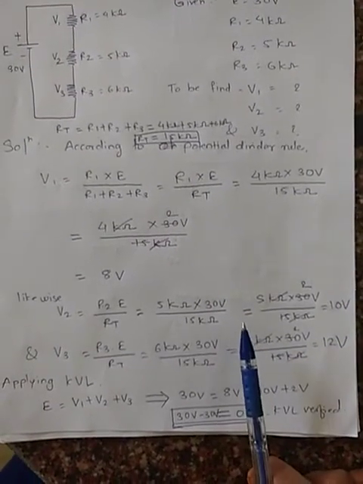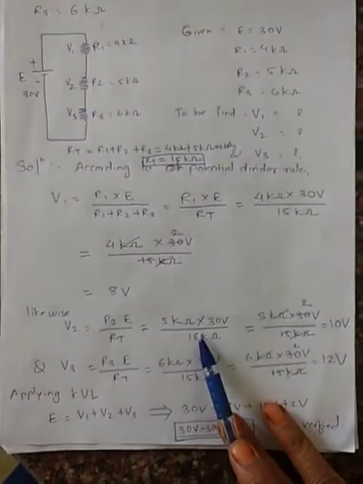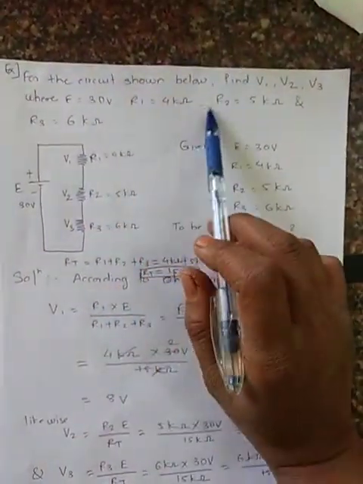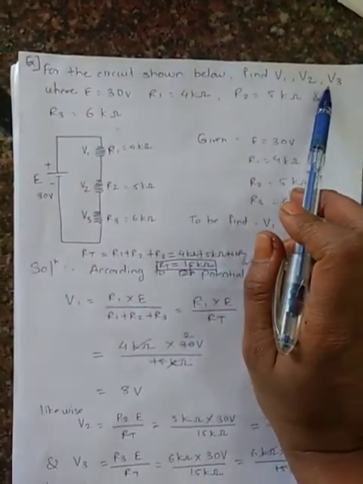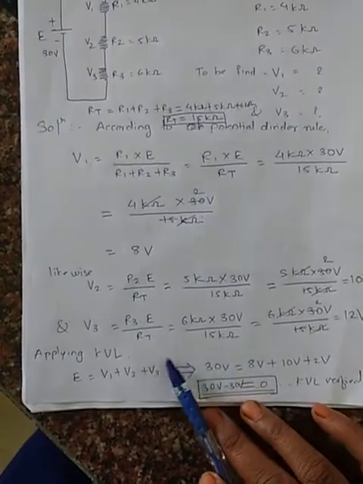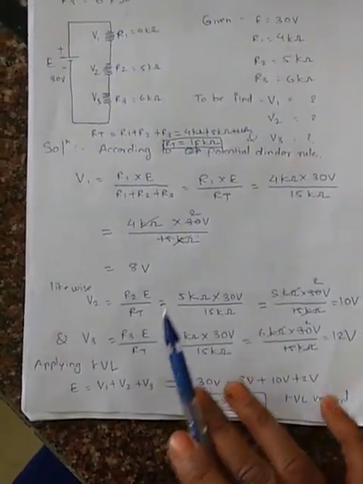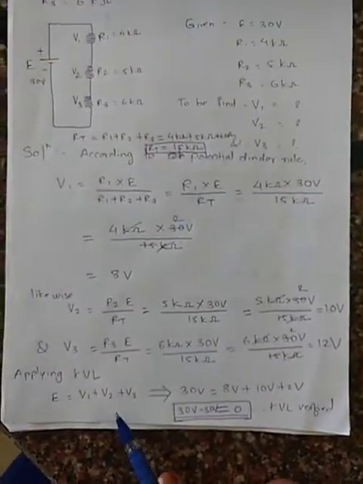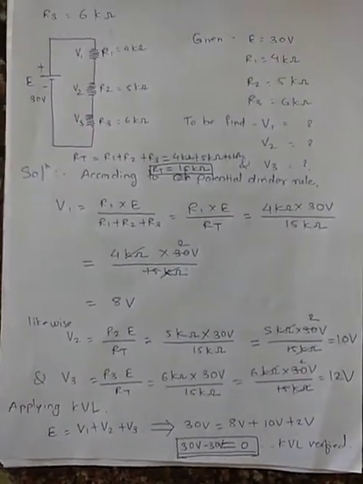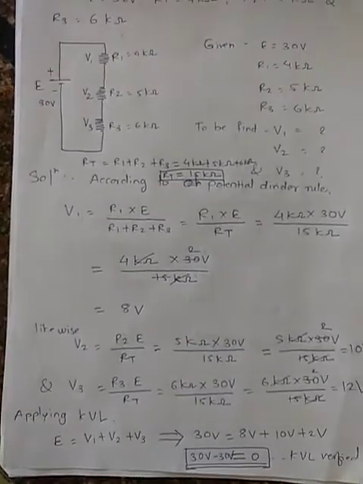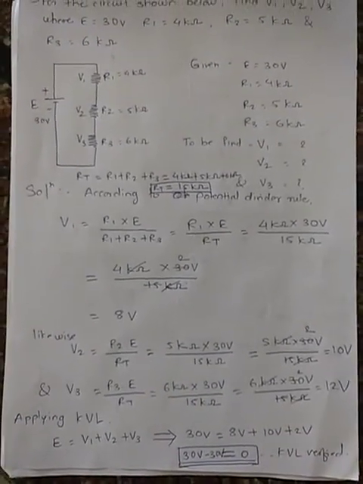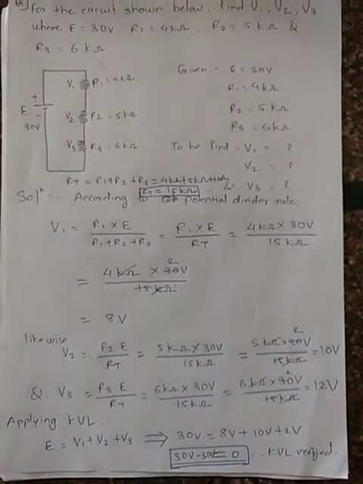Now our problem is over, because what we had to solve here was to find out V1, V2 and V3. Now one additional thing we will do here: we will verify this circuit for KVL. What is KVL? Kirchhoff's voltage law states that the voltage rises must be equal to the voltage drops, or the algebraic sum of voltages around any closed loop must be equal to 0.